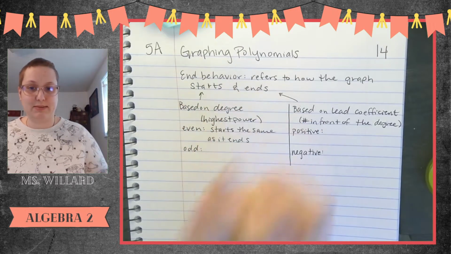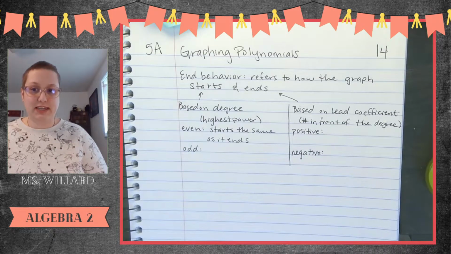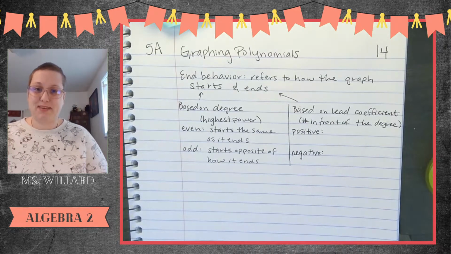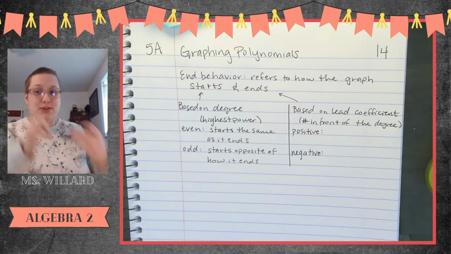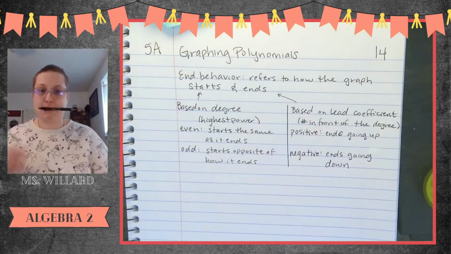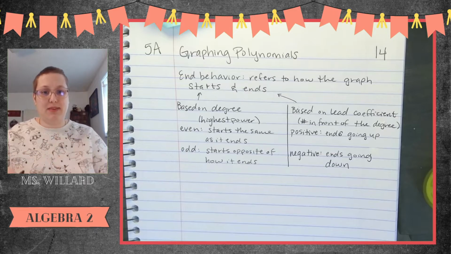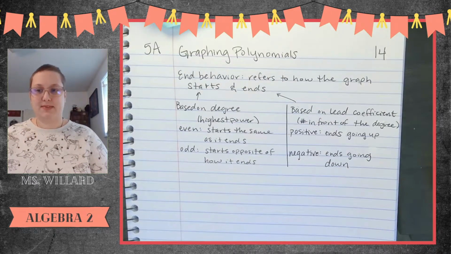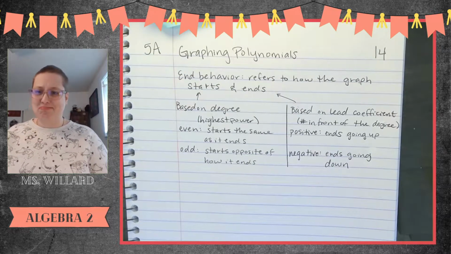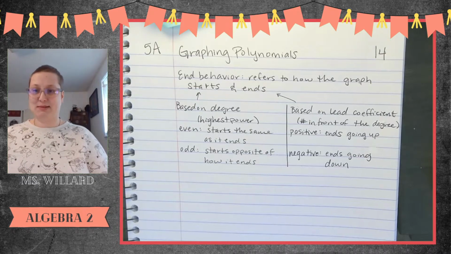I should have paused for the writing. I'm so sorry. And then for the odd degree, it starts the opposite of how it ends. So we actually need to know how it ends first before we can tell how it starts. So if it's positive, it ends going up, and if it's negative, it ends going down. Are you confused yet? I hope not, but let's talk about it.